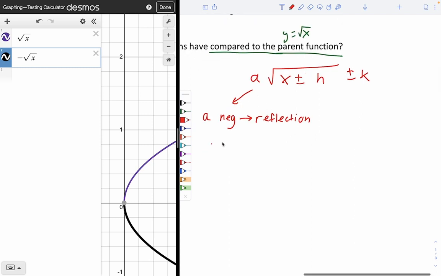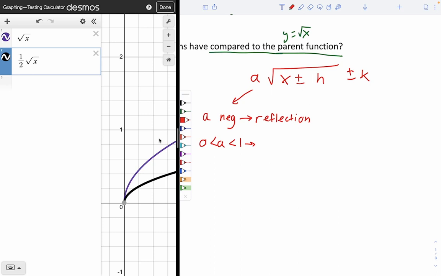Next, the a value number could be between 0 and 1. So for example, what's an a value between 0 and 1? Yeah, 1/2. Sure, 1/2, 1/3, right? So if I put a 1/2 in front, what do you say happens to the graph? What happened there? It got smaller, it got squished, so compression. So when a is between 0 and 1, it is a compression.